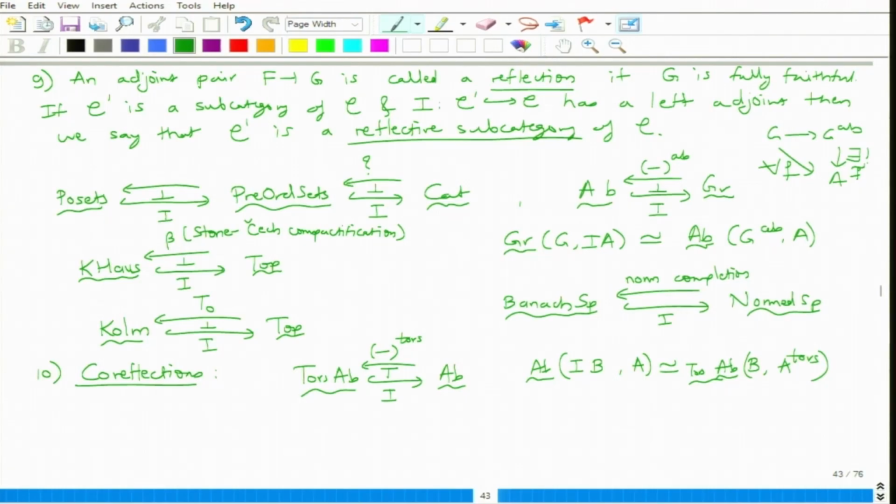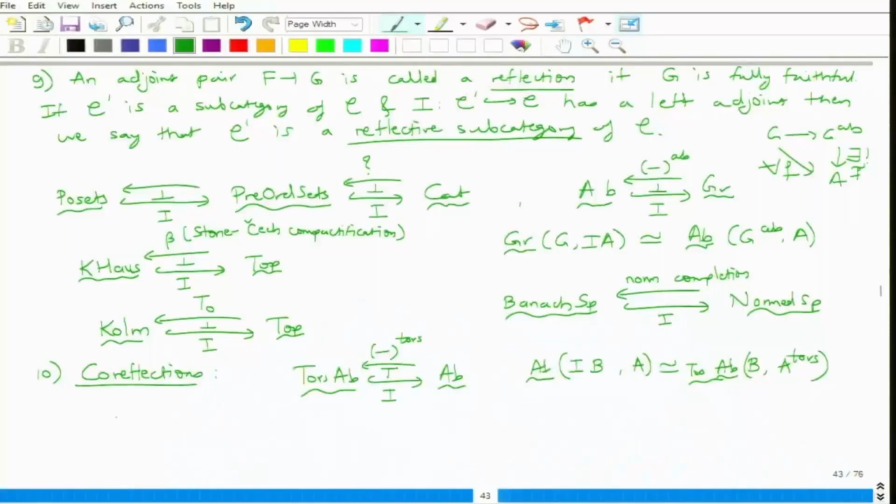The adjoint that we are looking for, if it maps your object to some quotient, then that is a reflection. If it maps to a sub-object, then it's a co-reflection. Another simple example: I hope you know what torsion abelian group means, that every element has finite order. Okay.